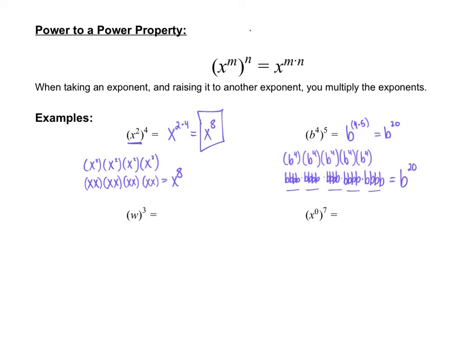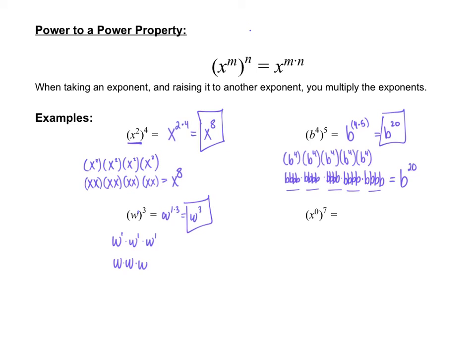Next one, w to the 3rd. We can think of this as w to the 1st, raised to the 3rd. If I multiply my exponents, 1 times 3 gets me back to w to the 3rd. That would make sense if we have just w to the 1st times w to the 1st times w to the 1st. It's just w times w times w. So that one was fully simplified.